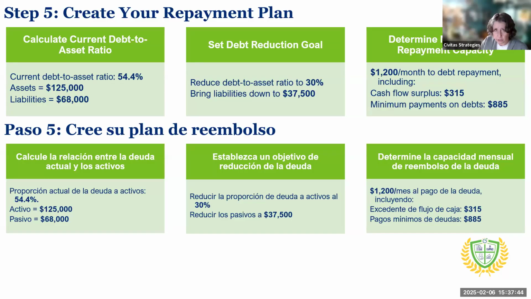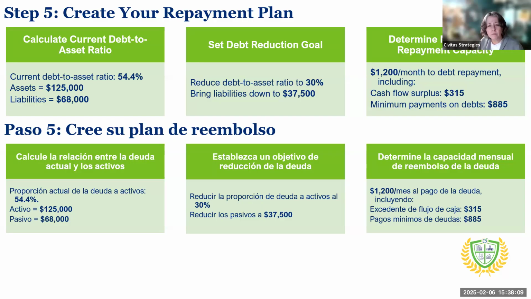Now we're going to make a plan. We're going to put it in the computer, we're going to write it down on paper, whatever we need to do, we're going to have a plan. All right, so let's look at an example here. We have Aisha. She's determined that she's going to improve her business's financial stability, and she's going to reduce her debt to asset ratio from 54.4% to 30%.